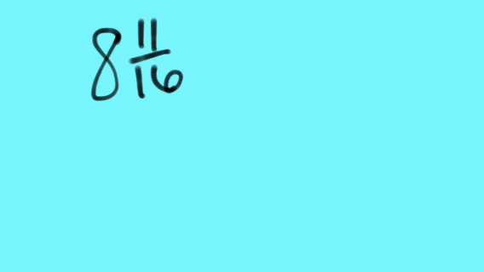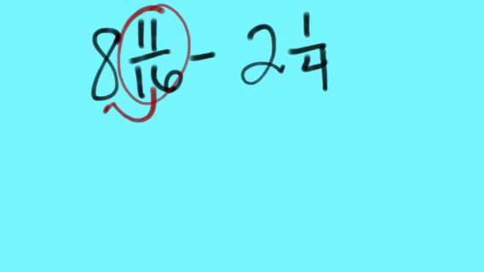So let's take a look at another example. 8 11/16 minus 2 1/4. So looking first here, how is that 11/16 going to affect the 8? Well, looking closer at my fraction, I see that 16, if I cut that in half, would be about 8. My numerator is more than that. It's more than my halfway point. So more than half means I raise the score on that 8, it should become a 9.